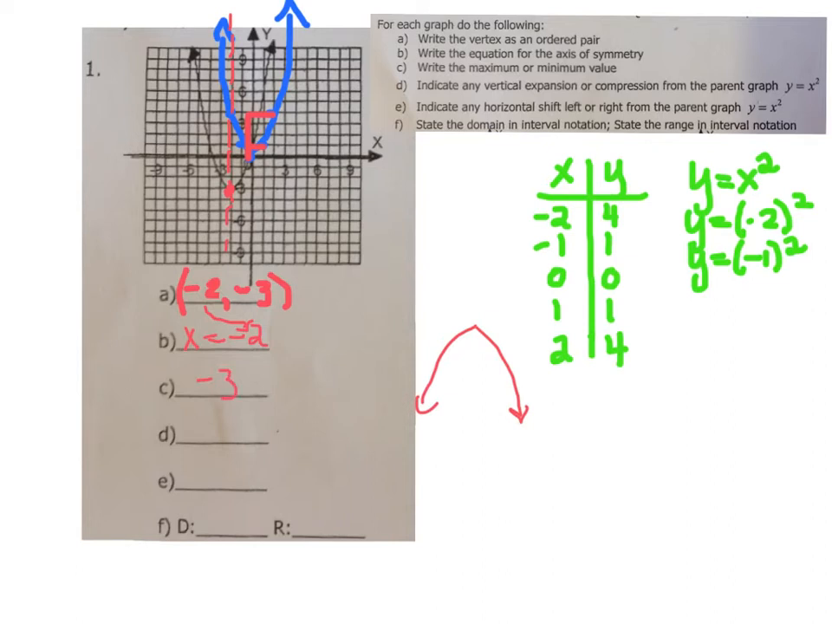Vertical expansion or compression from the parent. So this is where I was talking about the up 1 over 1, up 4 over 2. We're going to look at this one, up 1 over 1, up 4 over 2. And that both gets me the points on my transformation, the same stretch or compression. So there is no stretch or compression because those movements are the same as the parent.